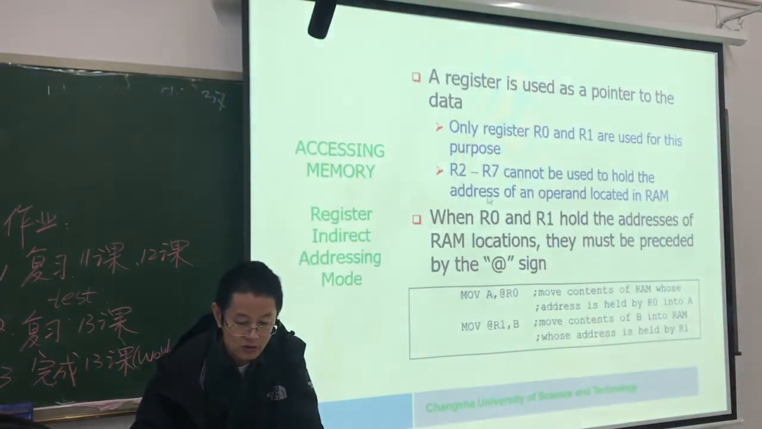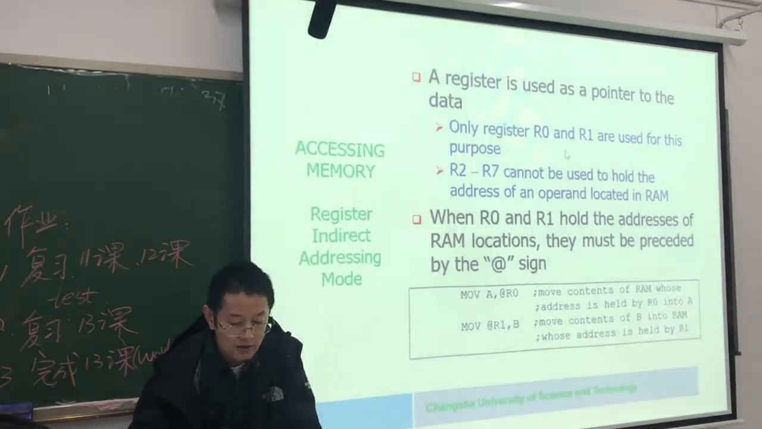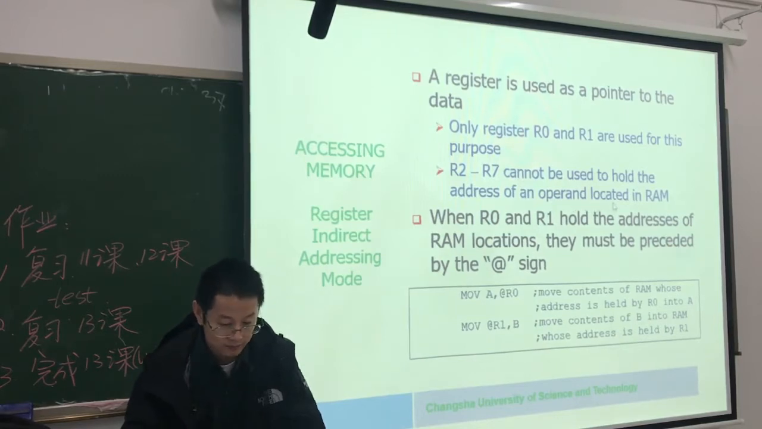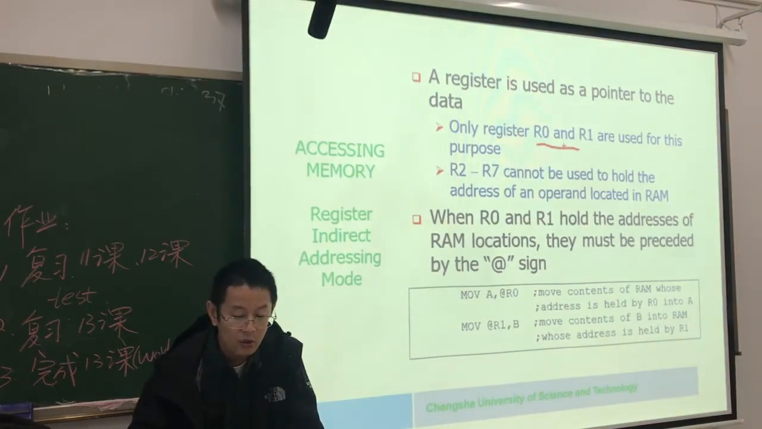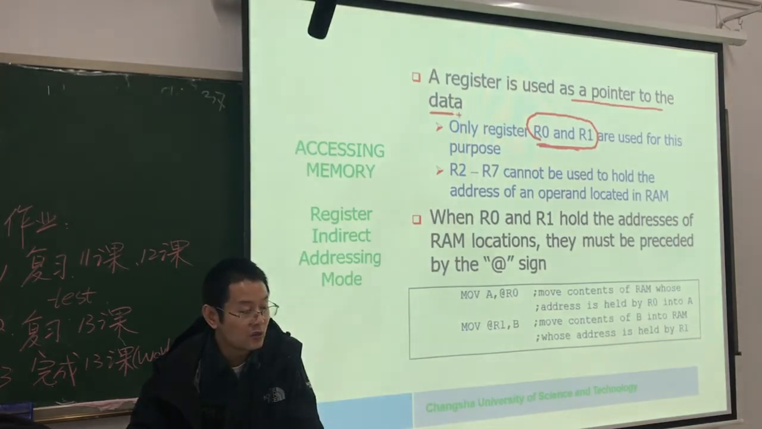A register is used as a pointer to the data. Only registers R0 and R1 are used for this purpose. R2 to R7 cannot be used to hold the address of an operand located in the RAM. So we remember R0 and R1 are used for address pointers. Point to the data, it means the address pointer.